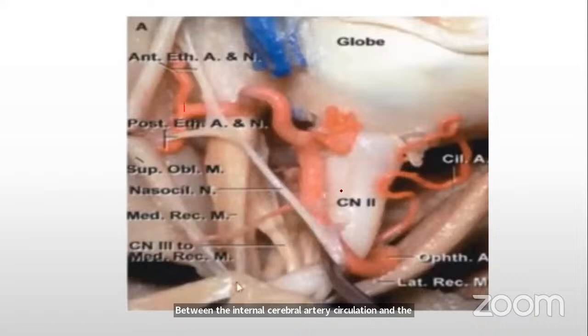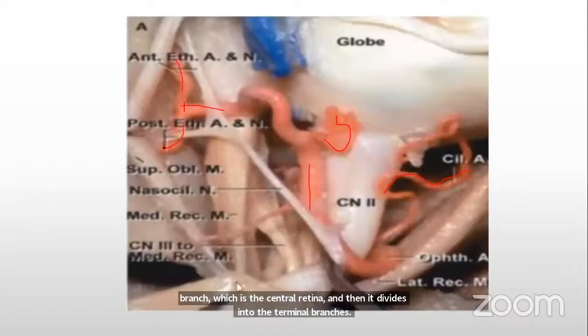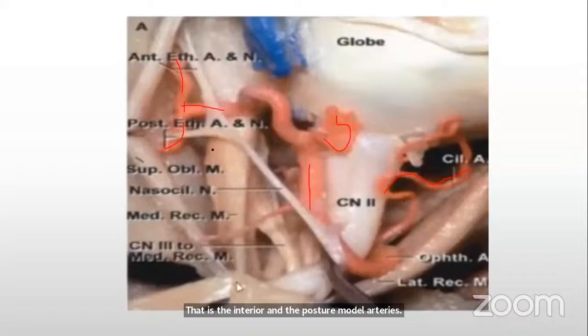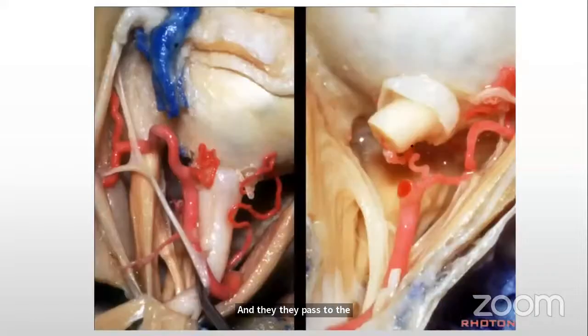So this is the ophthalmic artery. It goes on to give this branch, which is the ciliary artery, this branch, which is the central retinal artery, and then it divides into the terminal branches, that is the anterior and the posterior ethmoidal arteries, and they pass to the anterior and posterior ethmoidal foramina, as we saw previously in the bony dissection.